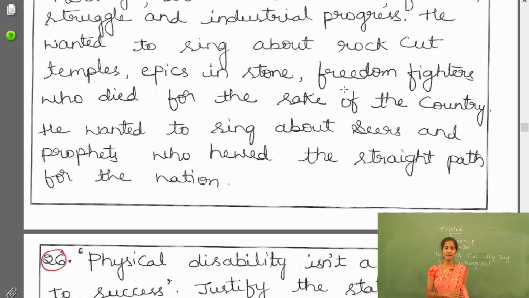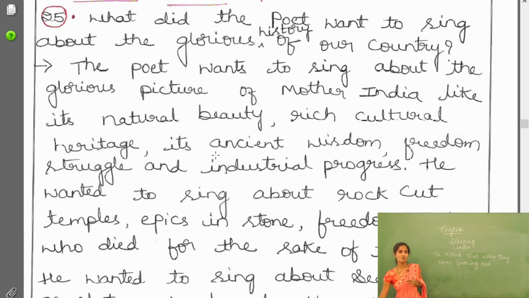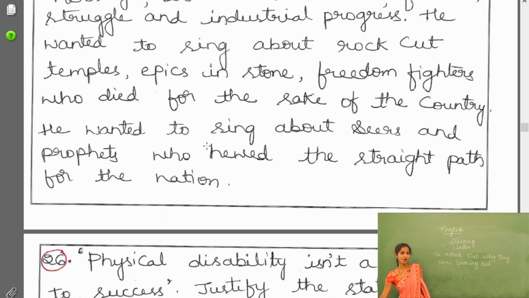Right. See, understand the question there first. The question is, what did the poet want to sing? About what? About the glorious history. Glorious history means you have to write the six perfect words there: natural beauty, rich cultural heritage, ancient wisdom, freedom struggle, industrial progress, rocket temples, epics in stone, freedom fighters, seers and the prophets who had shown the straight path for the people. Like that, you have to write.